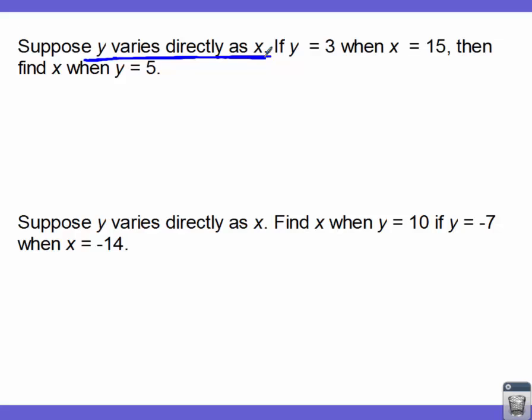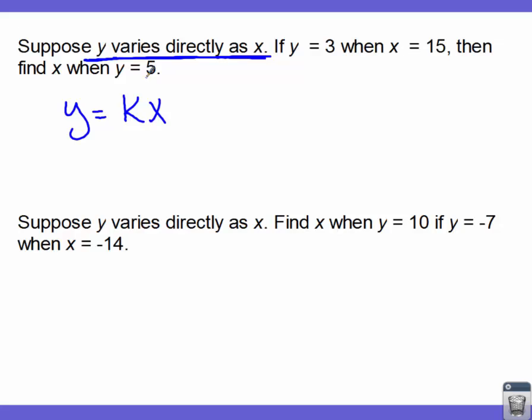There's the hard way and there's the easy way. Let's look at the hard way first. The hard way is looking at our formula, y is equal to kx. Okay, well what we're going to do is, it says if y is 3 when x is 15, then what will x be when y is 5?